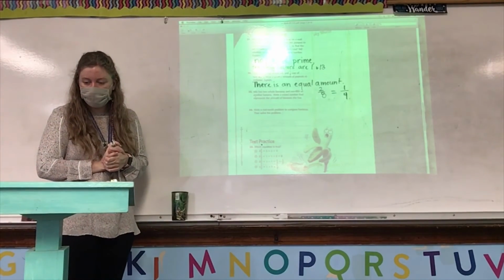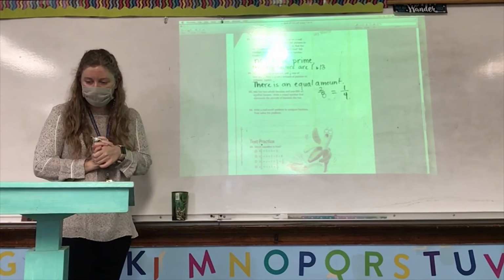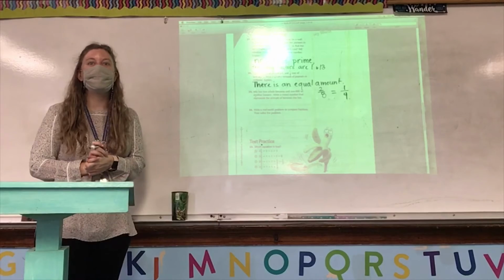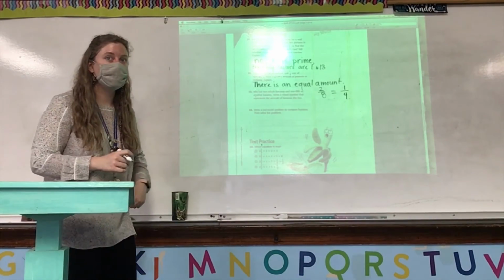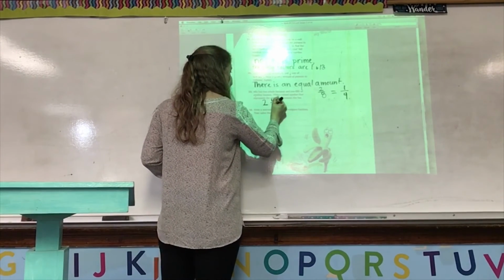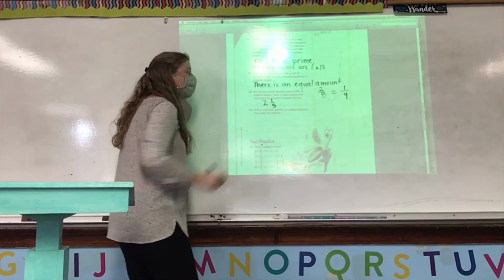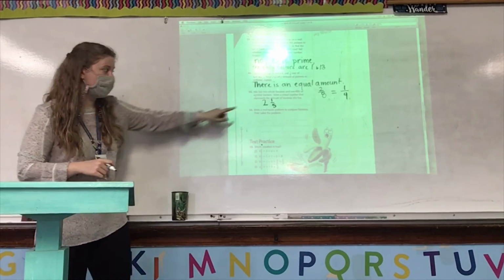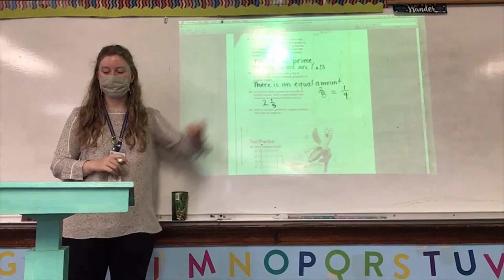Mia has 2 whole bananas and 1/5 of another banana. Write a mixed number that represents the amount of banana she has. What is the mixed number? 2 1/5. Do we say it like that though? How do we say it? 2 and 1/5. 2 whole bananas, 1/5 of a third banana. So see, 2 bananas, 1/5 of the third banana.